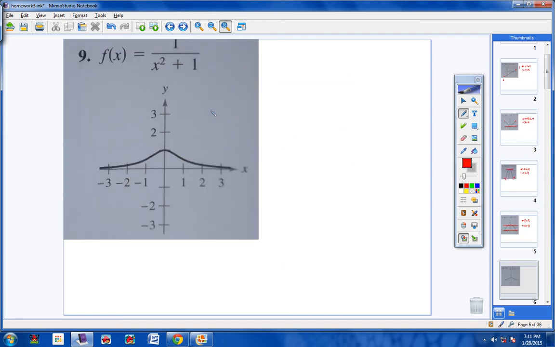Now, first of all, let's talk about the domain. Okay, it's going to continue to the left and continue to the right with no stopping anywhere in the middle. So we're simply going to have negative infinity to positive infinity. Now let's talk about the range. This is going to be really interesting.